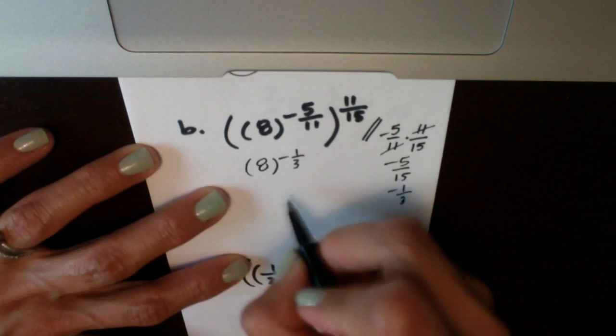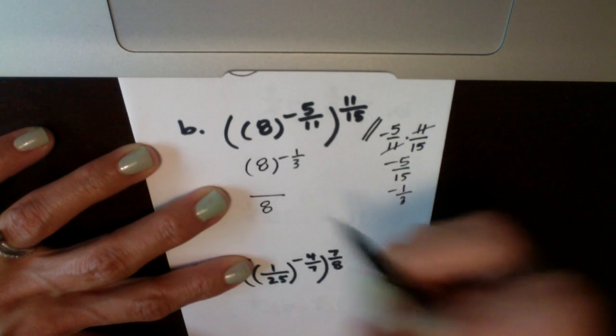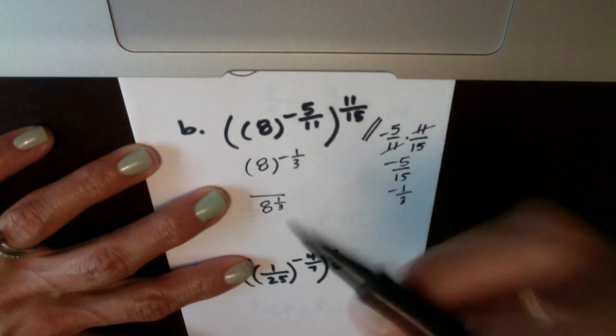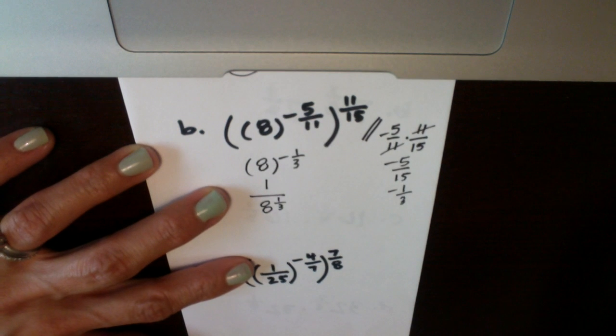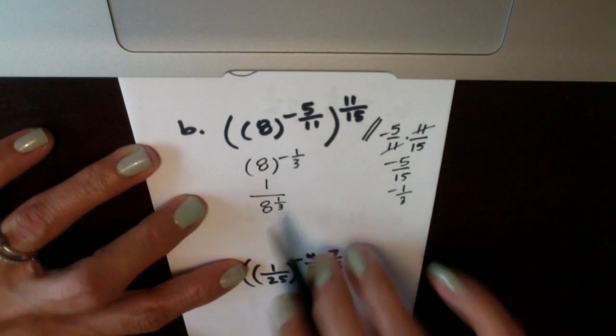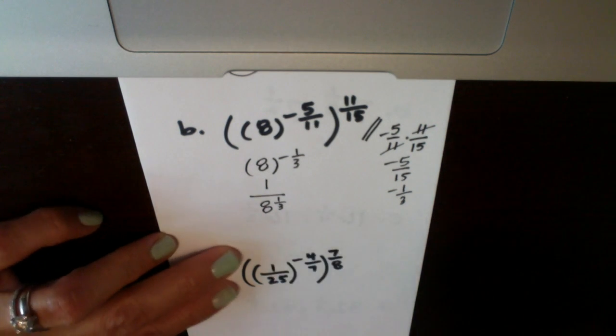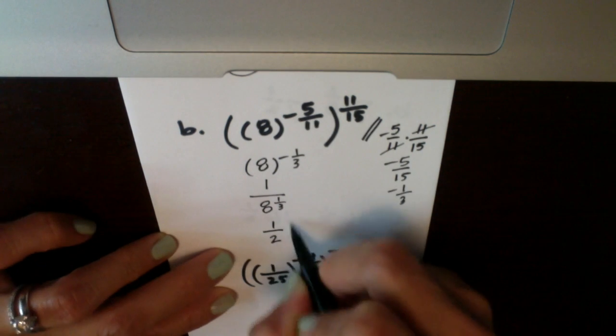So right now, we're going to move the 8 to the bottom of a fraction, making the 1/3 become positive. When you do so, it leaves a value of 1 on top. And then we just have to do one last step. This represents the cube root of 8, so the cube root of 8 is 2. So you end up getting 1/2.